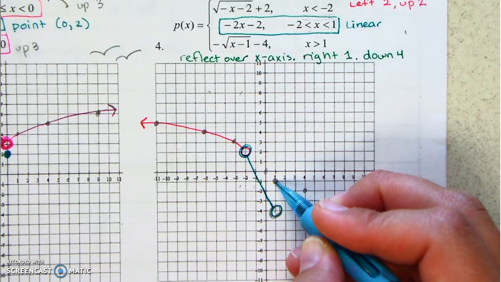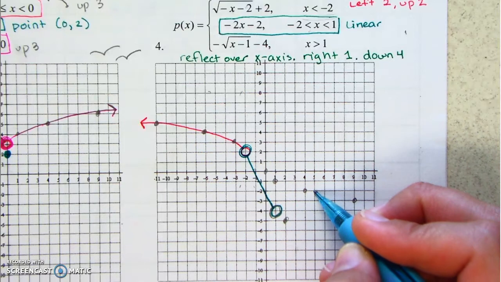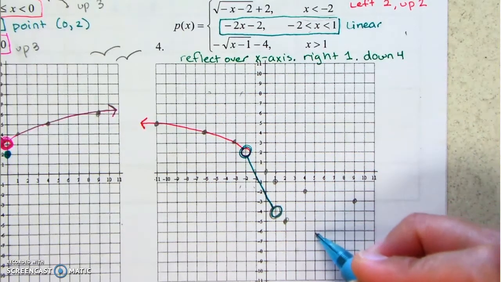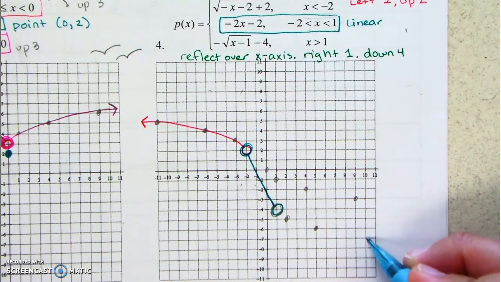Here we go. This one, to the right 1, down 1, 2, 3, 4. To the right 1, down 1, 2, 3, 4. To the right 1, down 1, 2, 3, 4.